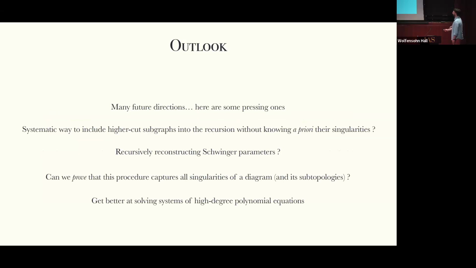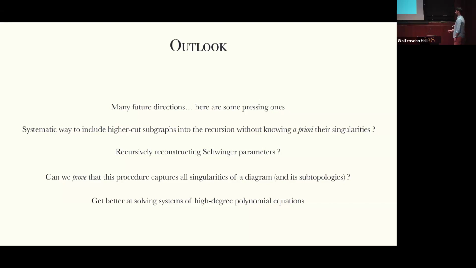But other than this, I think it would be really interesting to find a systematic way of including higher cut subgraphs, so basically cuts that are not separable with a two-particle cut, without having to rely on PLD or the prior knowledge of their singularities. It would also be useful to see if there's a way to reconstruct the Schwinger parameter recursively, just to say if this or that singularity is on the first sheet or not. I think that could be useful for symbol people.